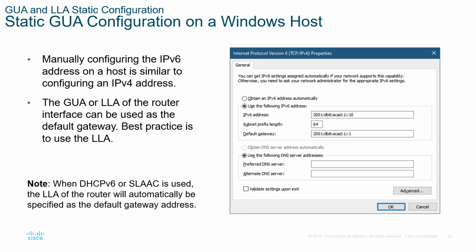Now, manually configuring IPv6 addresses on host machines is very similar. Just go to the IPv6 protocol properties and specify the address and the prefix length. The GUA or LLA of the router interface can be used as the default gateway, but the best practice is to use the LLA.